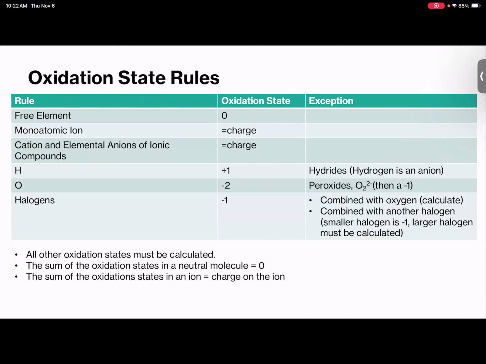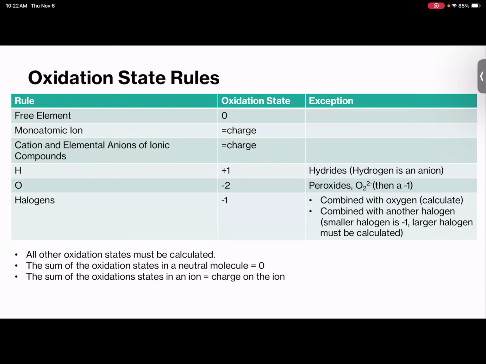If the halogen is paired with an oxygen, the oxygen rule is more important. These are written in order of importance. The oxygen rule is more important. And so the oxygen's a -2, and you'll have to figure out what the halogen is.